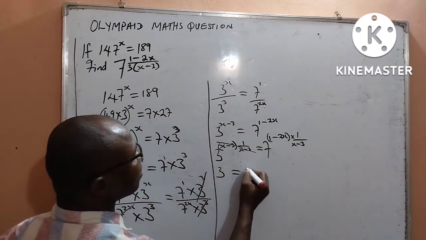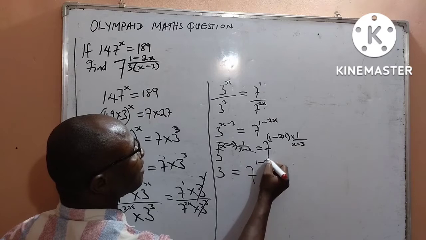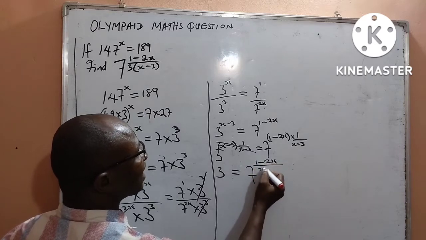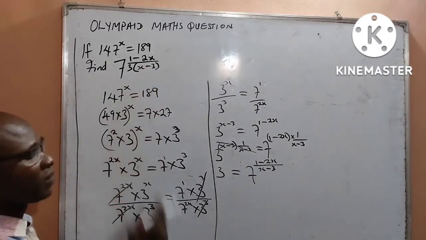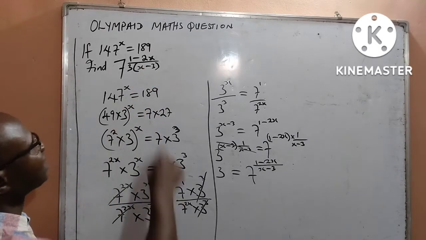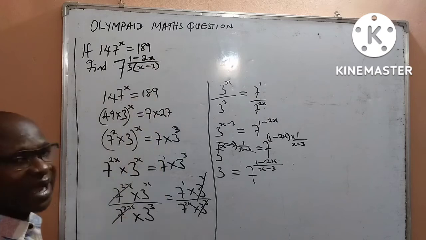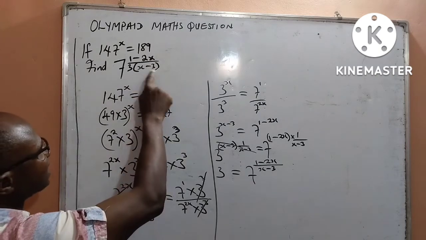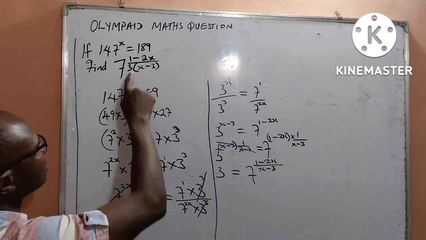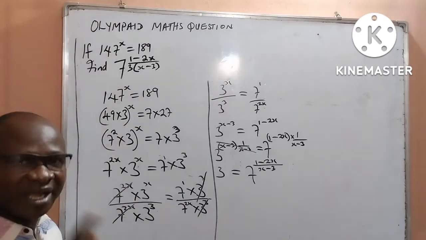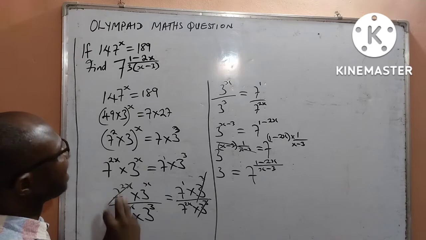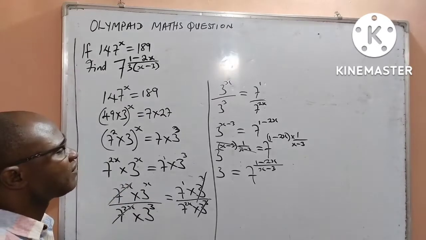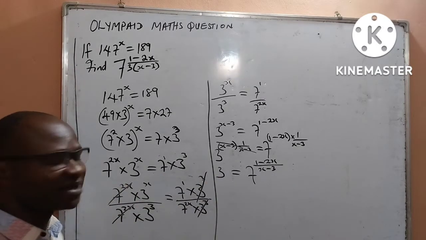And from the right hand side, I will have 7 raised to the power 1 minus 2x all over x minus 3. Now, if you look very well at the question we are given, you will notice that we have already gotten 1 minus 2x at the numerator and also x minus 3 at the denominator. What is now left is just 3 at the denominator. To do that, we go to the right hand side and multiply it with the power 1 over 3 and also do the same thing on the left hand side.